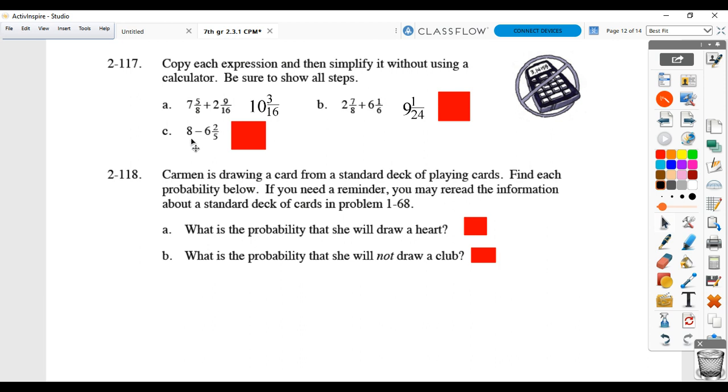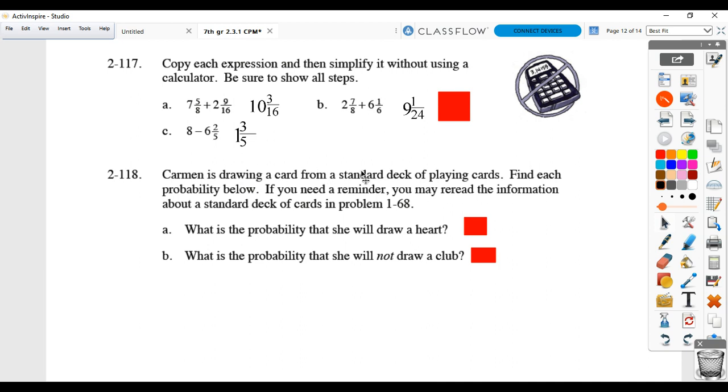And then for C, you're going to need to borrow or regroup because you can't take 2/5 away from nothing. So you end up with 8 becoming 7 and 5/5 because 7 and 5/5 is equivalent to 8. Now you can do your subtracting because you have done your borrowing or regrouping. So you end up getting 1 and 3/5.